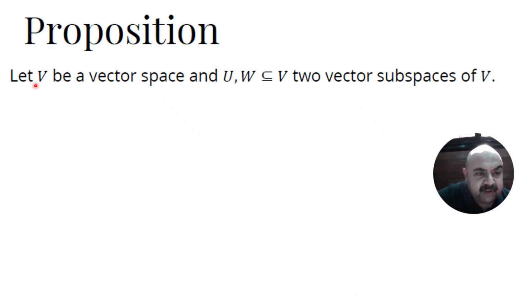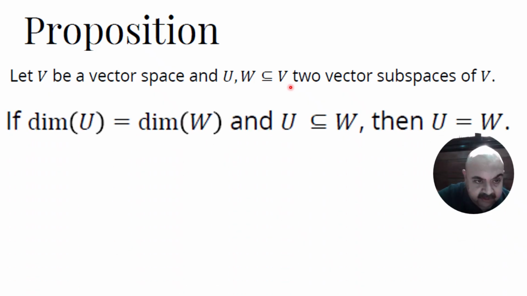Proposition: let V be a vector space, and you have U and W, both of them subspaces of V. If the dimension of U is equal to the dimension of W, and U is a subset of W, then U is equal to W.